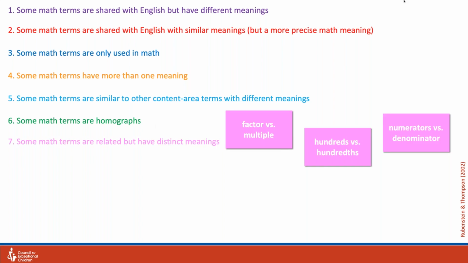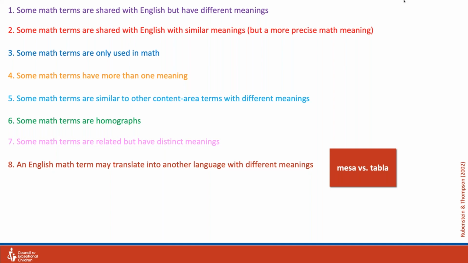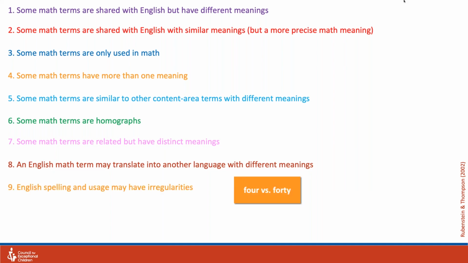There are some math terms that are related but do have very distinct meanings that may not always come across to students, especially if I say hundreds versus hundredths. There's not a huge difference in how those sound, but there is a huge difference in what those mean. So do students understand the distinct meanings of those terms? For some students who are dual language students, they may have words in their home language that have different meanings in math. So we have to think about those.